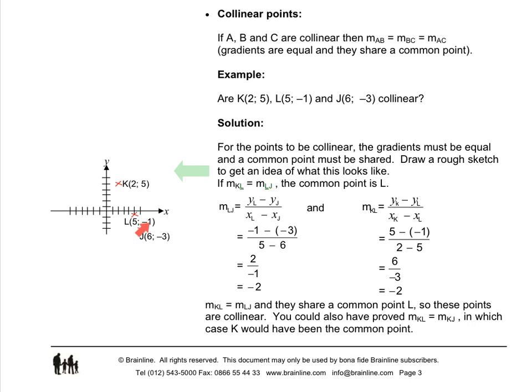If I then work out the gradient of KL, again, I will take the difference in y values, 5 minus minus 1, where the minus times the minus becomes a plus, so 5 plus 1 is 6 above the line, and then divided by the difference in their x values, 2 minus the 5, which is minus 3 below the fraction line. So 6 divided by minus 3 is minus 2, so they do share the same gradient, and they do have a common point L, and therefore we can conclude that these 3 coordinates are collinear.